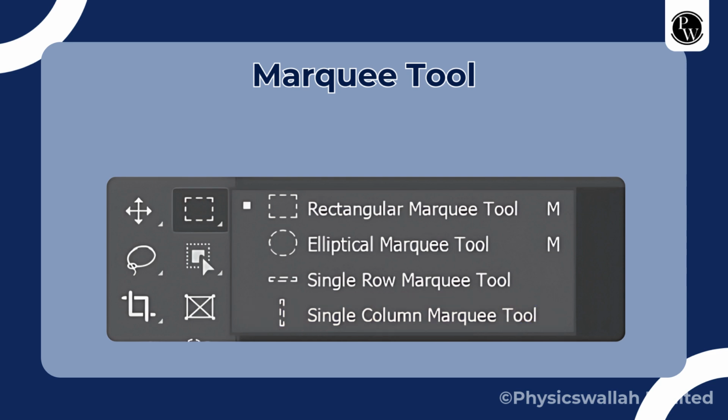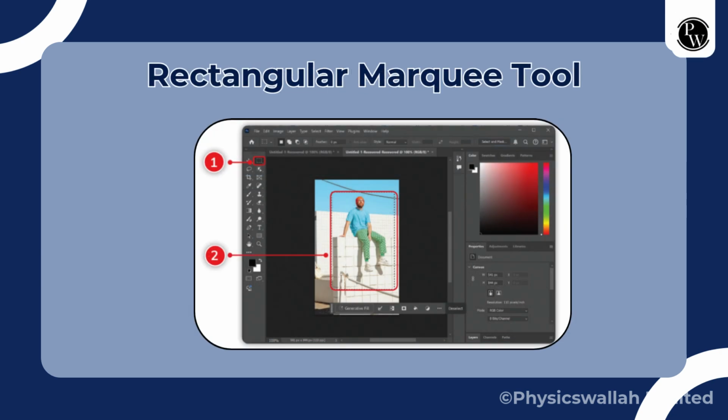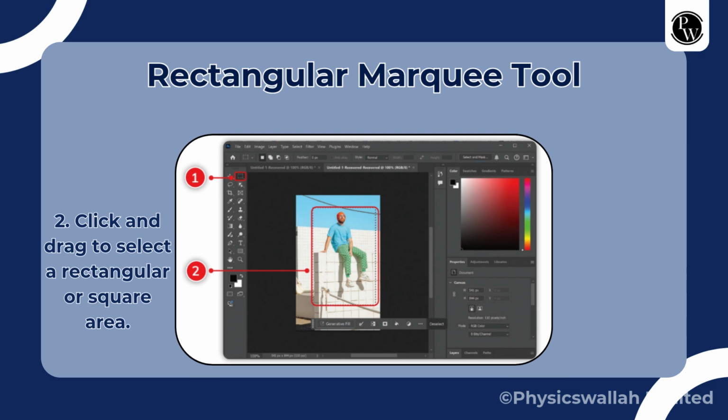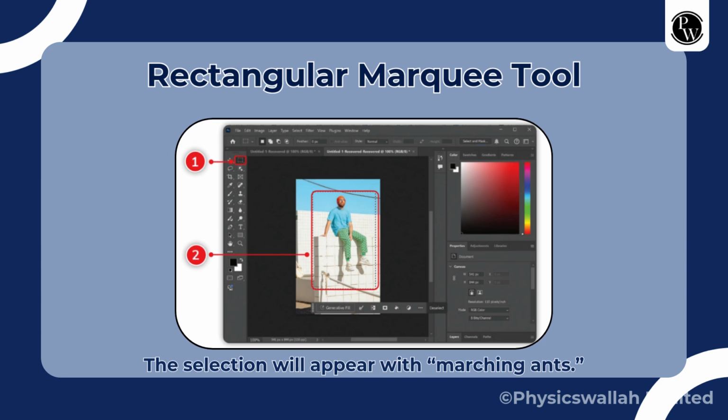We'll focus on the rectangular and elliptical Marquee tools. Rectangular Marquee tool. Select the tool, dotted rectangle icon in the toolbar. Click and drag to select a rectangular or square area. The selection will appear with marching ants.